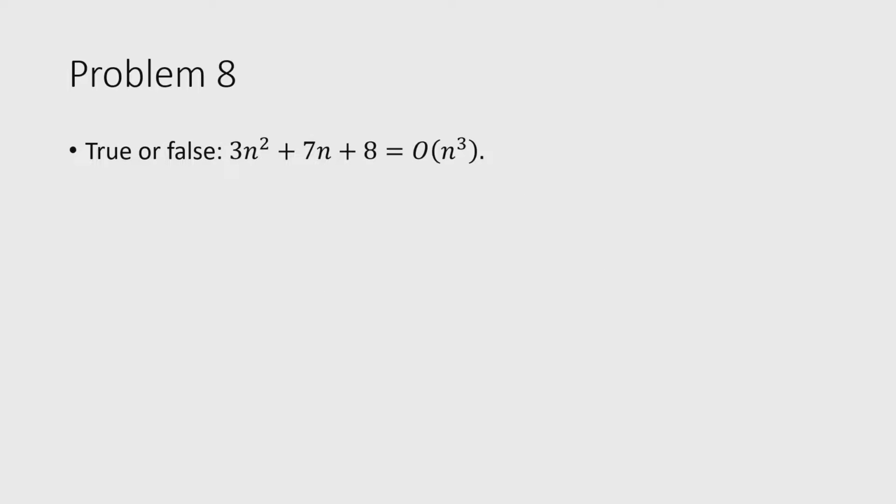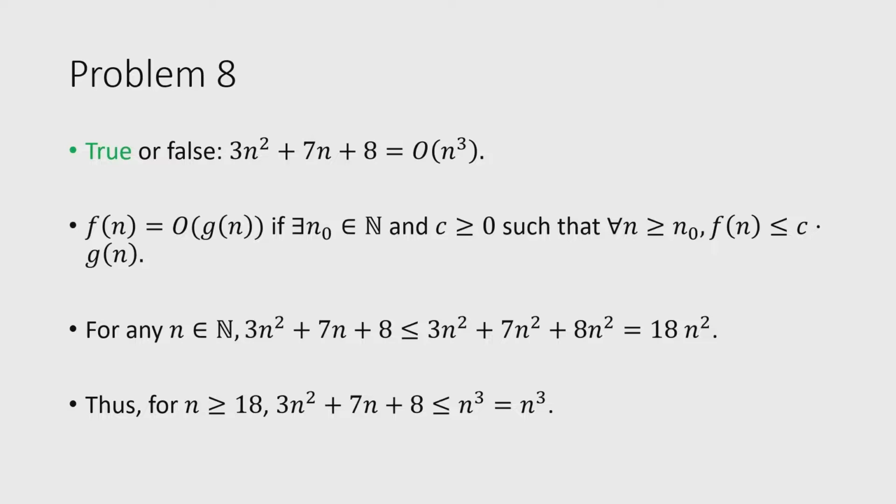Now let us move to the eighth and the last problem. This problem asks us whether this statement is true or false: is 3n squared plus 7n plus 8 equal to O(n cubed) or not? The answer to this problem is that it's true. And the reason is the following.